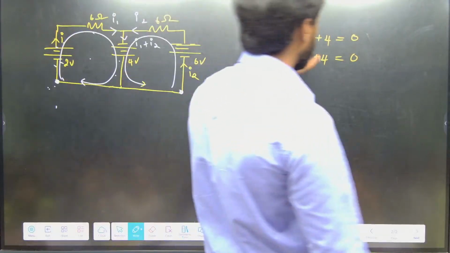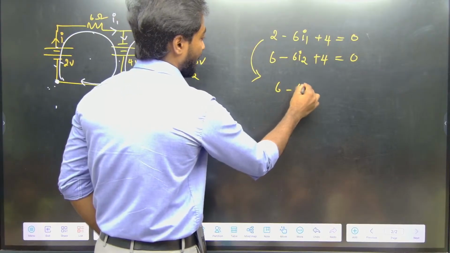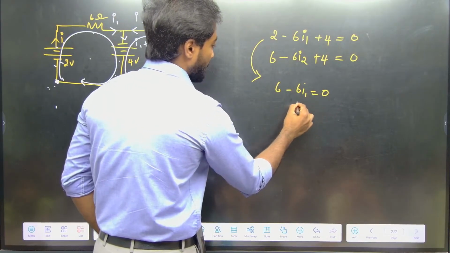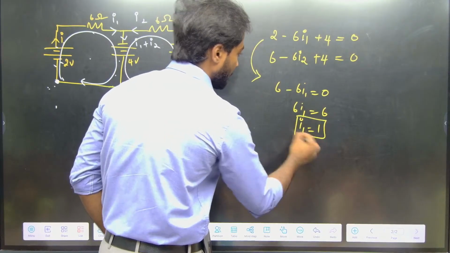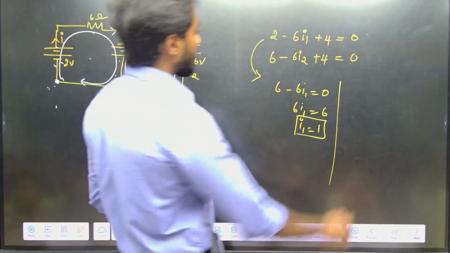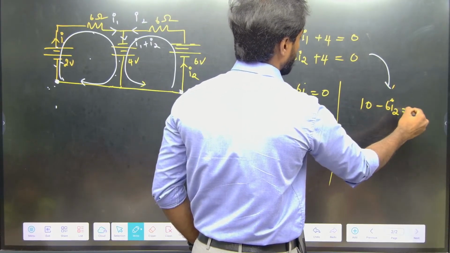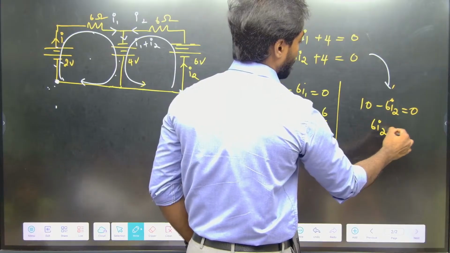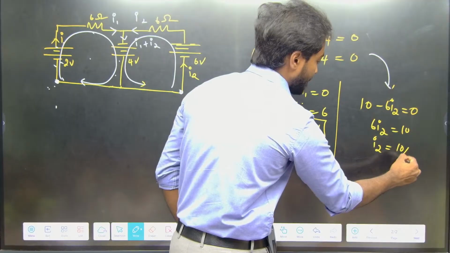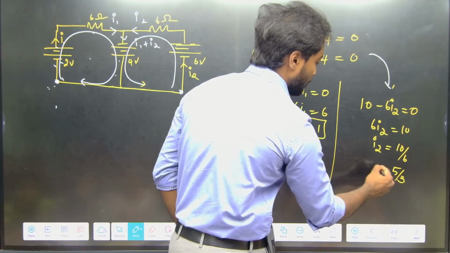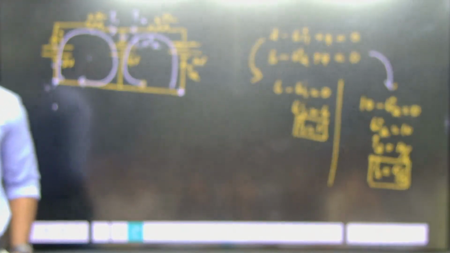From the first equation only I can get the value of I1, which is nothing but 6 minus 6 I1 equals to 0. So 6 I1 equals to 6, where I1 equals to 1. From the second equation, there is nothing but 10 minus 6 I2 equals to 0. 6 I2 will be equals to 10. So I2 will be equals to 10 by 6, which is nothing but 5 by 3. This is my current I1 and I2. That's it.